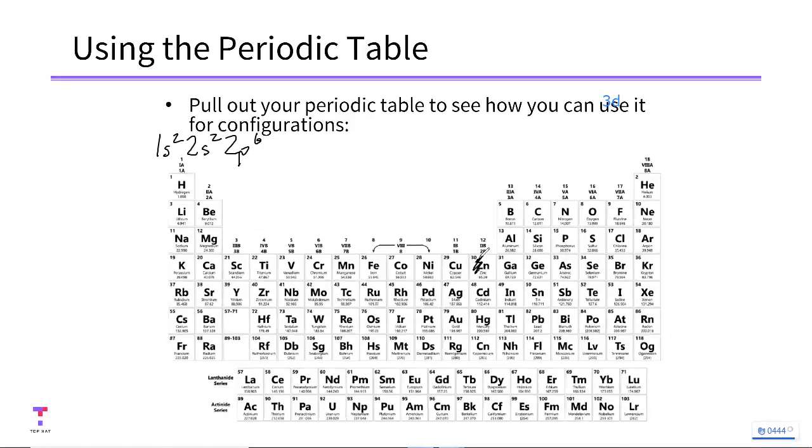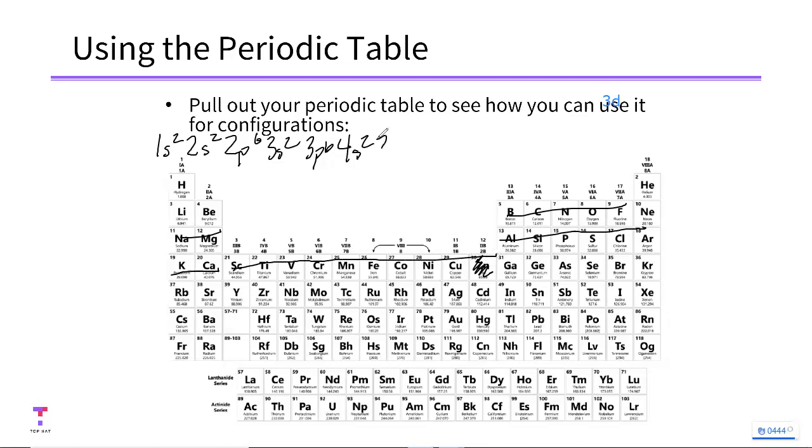So I'm going here to zinc. 1s2, 2s2, 2p6, 3s2 covers me to there. 3p6 gets me through argon. 4s2 gets me through calcium. And now I get to zinc.